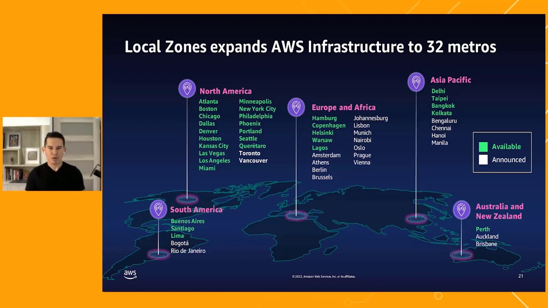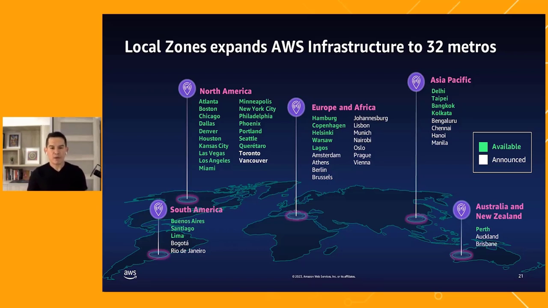We now have a total of 32 local zones, 15 outside of the United States in cities like Bangkok, Buenos Aires, Copenhagen, and Delhi, among others. And we also have 17 in the United States. We will continue to launch local zones in 21 metro areas in 18 countries.